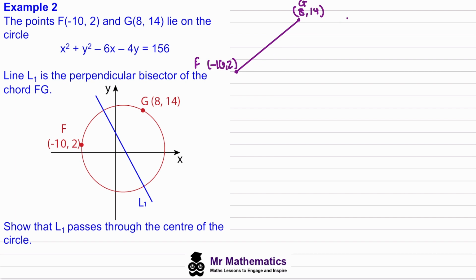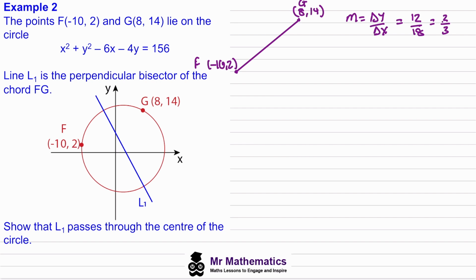then we can work out the gradient of this line by looking at the change in y divided by the change in x. The change in y is the difference between 14 and 2. This will have a change of 12. The change in x is the difference between 8 and -10. This will be over 18. Then we can simplify this fraction, divide both by 6, and the gradient is 2/3.